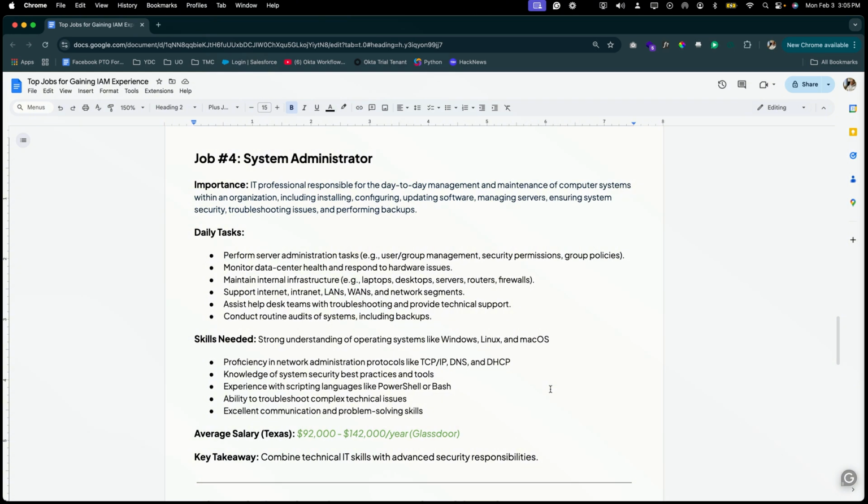Skills needed for a job like this: you want to have a strong understanding of operating systems like Windows, Linux, and macOS. Aside from that, you want to be proficient in network administration protocols like TCP, IP, DNS, TACACS, knowledge of system security best practices and tools, experience with scripting languages like PowerShell or Bash, ability to troubleshoot complex technical issues, excellent communication and problem solving skills. And according to Glassdoor, the average salary in Texas for a system administrator is about $92,000 to $142,000 a year. And the key takeaway is you're combining technical IT skills with advanced security responsibilities.